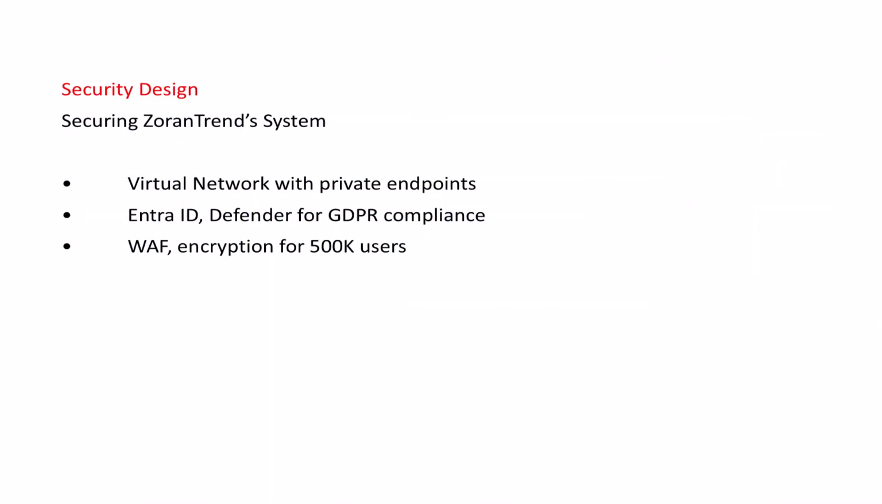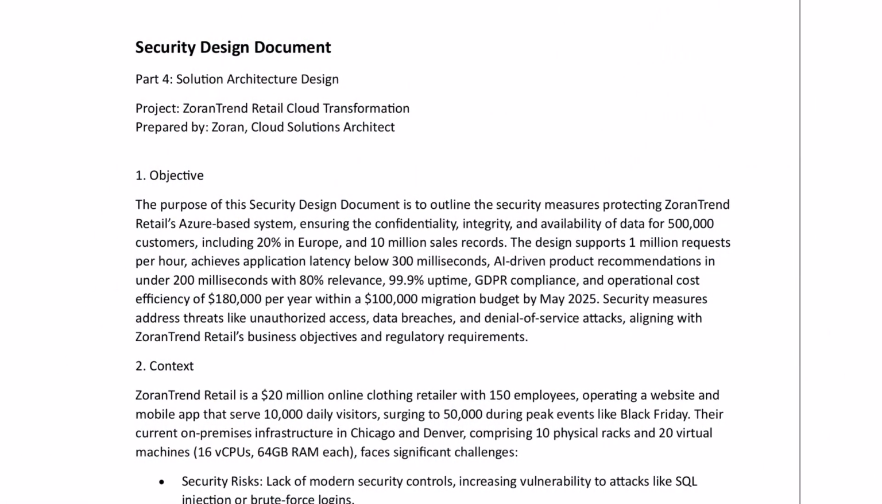Next is Part 5, Security Design Document. This ensures Zoran Trend Retail's 500,000 customers and 10 million sales records are protected from cyber threats, with robust authentication and compliance with regulations like GDPR.